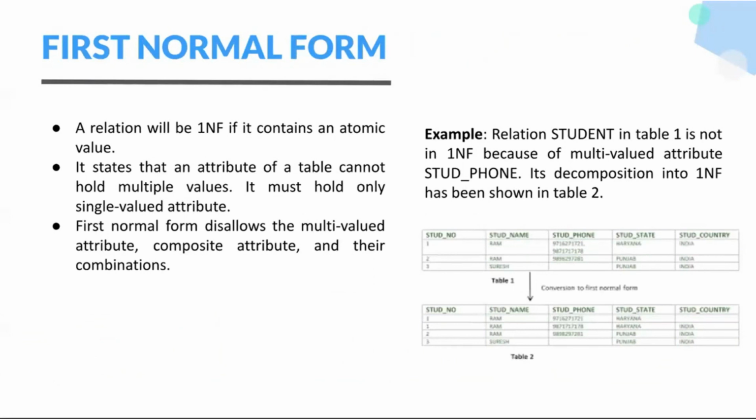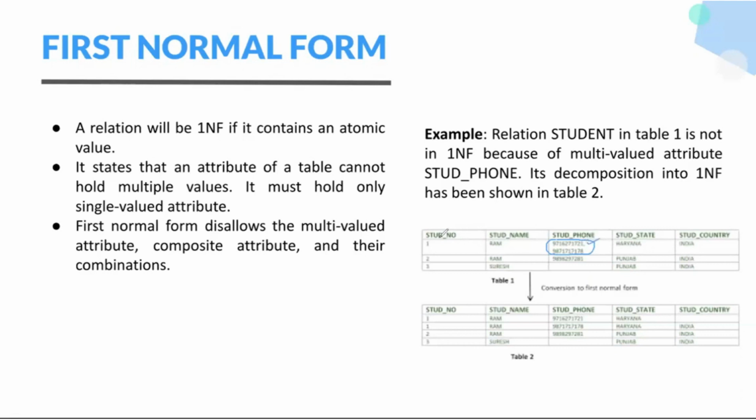So the first one is first normal form. What is first normal form? It is where multiple values are not there in one entry point. For example, can you see this particular table where student phone number, student state, student country, and student name columns are there? If you see over here, there are two phone numbers. So it's not 1NF. In each and every cell, there has to be only one value, that is only one phone number.